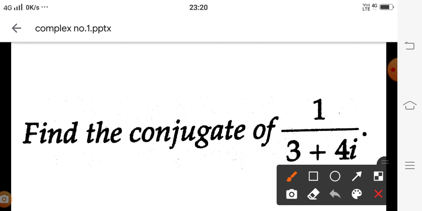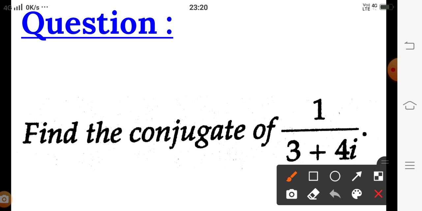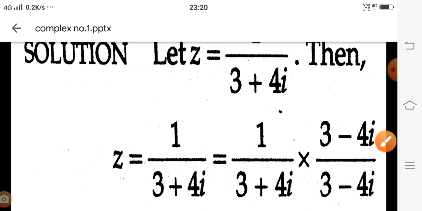Let us solve one more question here, and in this question we have to find the conjugate of this value. Conjugate, we know, we have to change the sign of the imaginary part only, but what we are observing in the question here is that we are getting an irrational value in the denominator. It means that we have to multiply and divide this by the conjugate of this before finding the final solution. Then let us solve this.